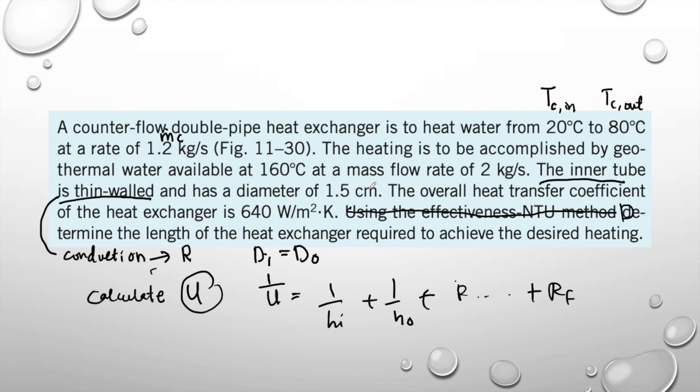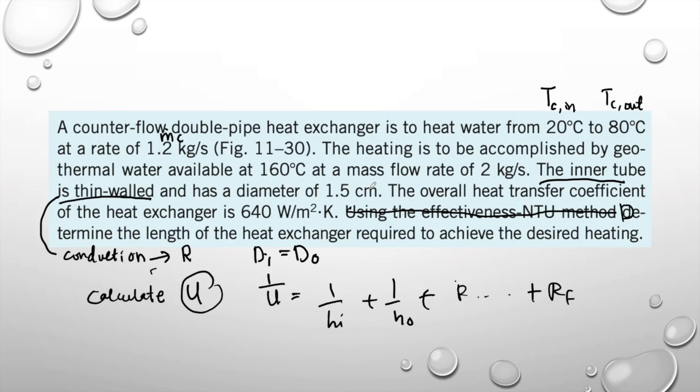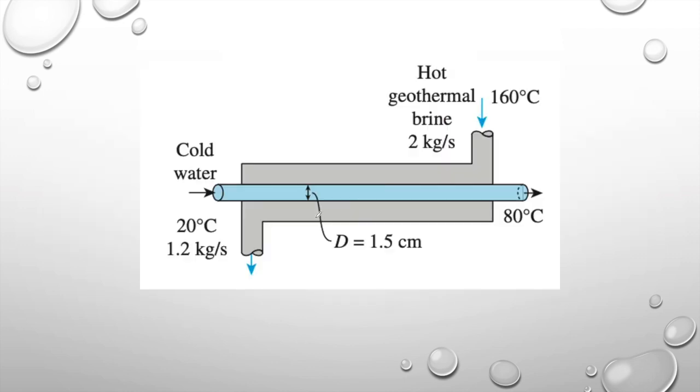So this figure is normally not given in your question. Therefore, you have to draw it yourself and include all the temperatures, inlet and outlet. So this is the geothermal water into the shell and tube, counterflow double pipe heat exchanger, and then this is the outlet of the geothermal water, the geothermal brine or geothermal water.